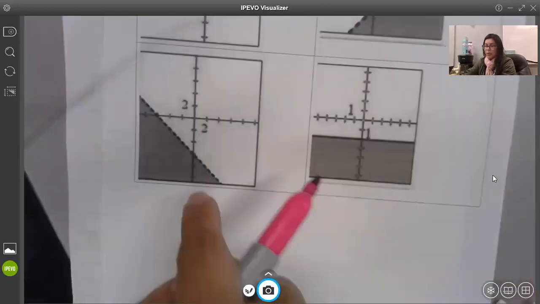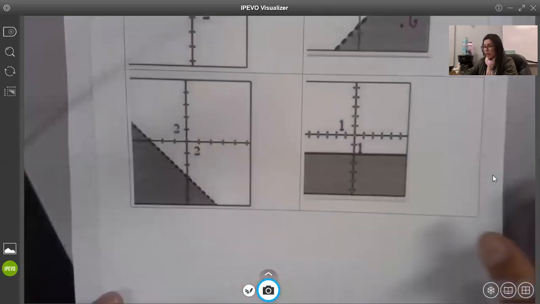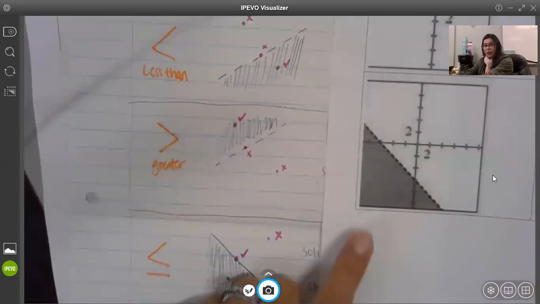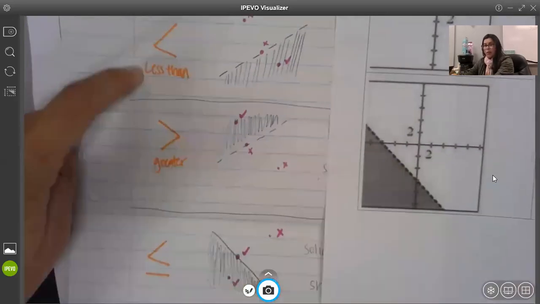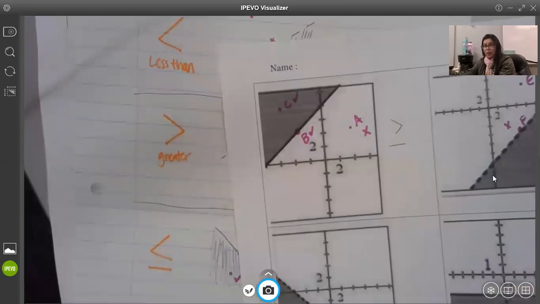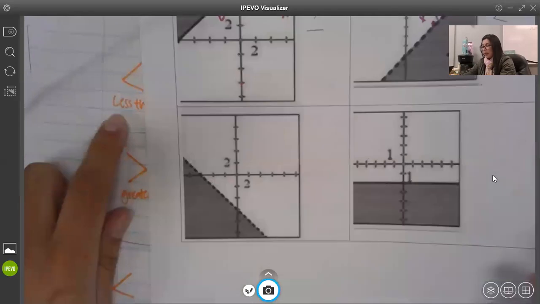Okay, tell me about this one right here. What inequality would you use? Less than, greater than, less than or equal to, or greater than or equal to? Okay, I'm shaded below. Below is going to be less than. It's a dotted line, which means it's going to be this one. When it's a solid line, it's going to have a little bar underneath it. But this one's shaded below and it's a dotted line. So it's going to be less than.